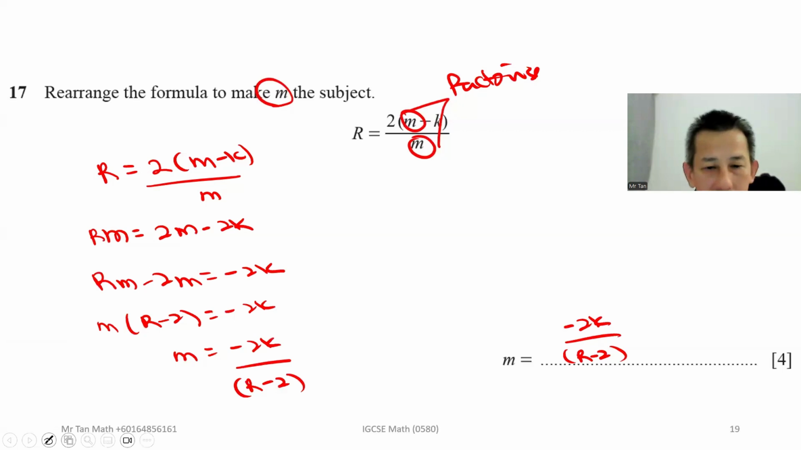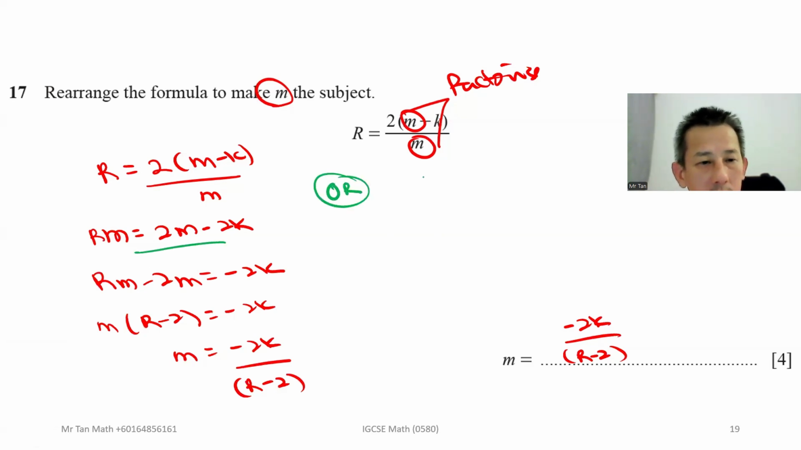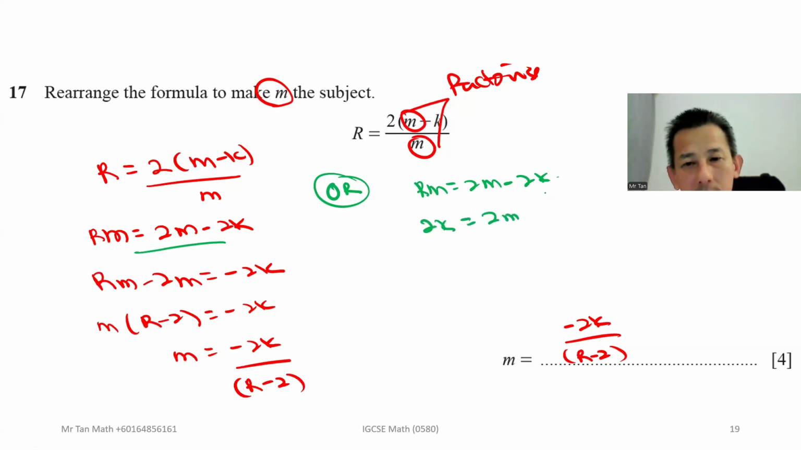Okay, but if you feel not comfortable with the negative here, you also can do something like this. We just take from here. So rm equal to 2m minus 2k. So instead, you bring the 2k to the other side, you get 2k is positive equal to 2m minus rm.